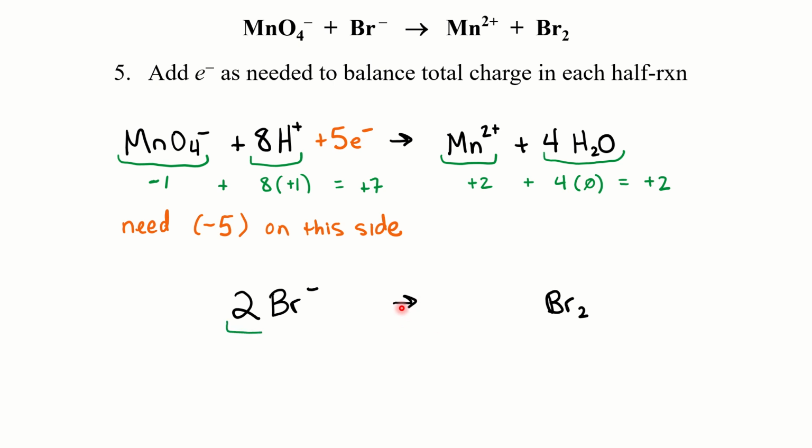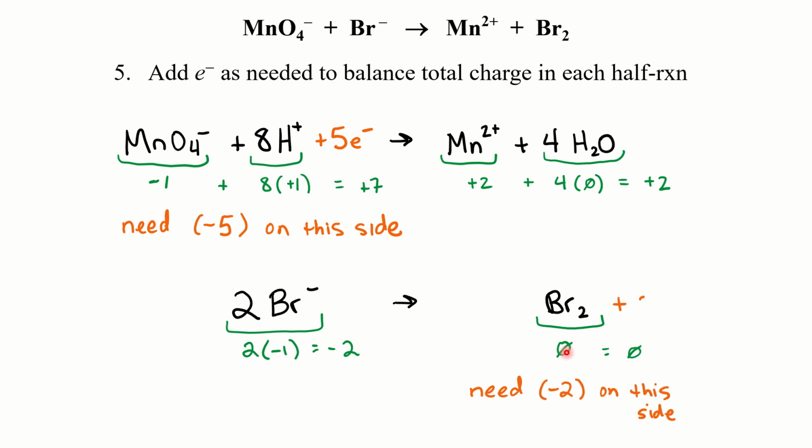And then down below, I see that I've got a charge of -2 on the left side and a charge of 0 on the right side. So I need to add, therefore, 2 electrons to the right side to get the charge to balance on both sides.